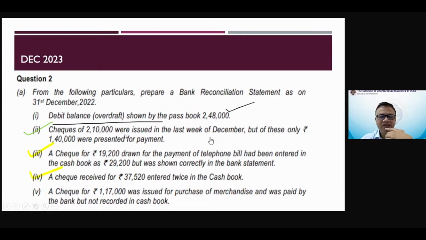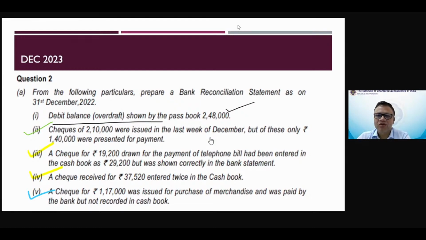Then cheque receipt for 37,520 entered twice in the cash book. That is also an error by the business only. A cheque of 1,17,000 issued for purchase of merchandise was paid by the bank, but it is not recorded in the cash book. This is like a bank charge: the cheque was issued, and the same thing is not recorded in the cash book. It is done by the bank but not known to the cash book.